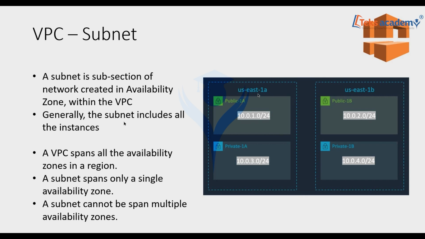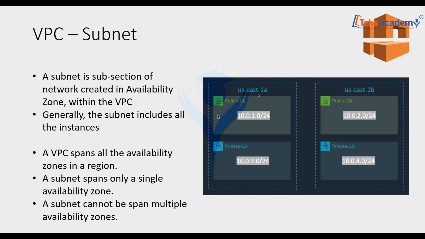So when we create a VPC, it is region specific, so it will span all the availability zones in the region. But the subnet spans only a single availability zone. The subnet that we create will be within an availability zone, and we cannot create a subnet with multiple availability zones. Within an availability zone, we can create multiple subnets.